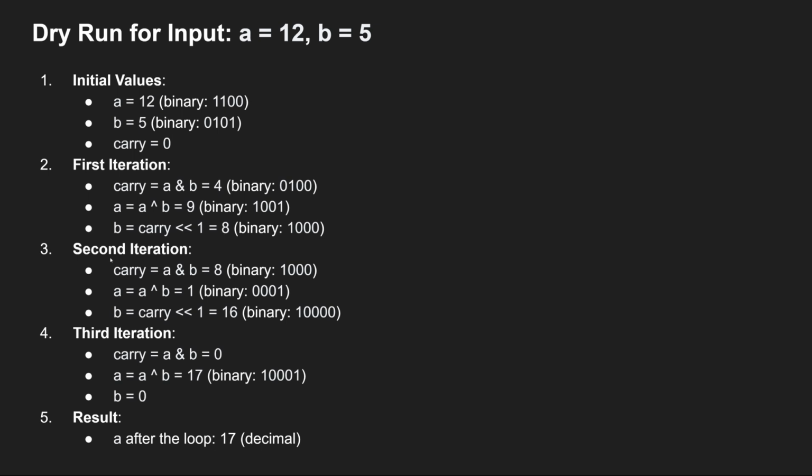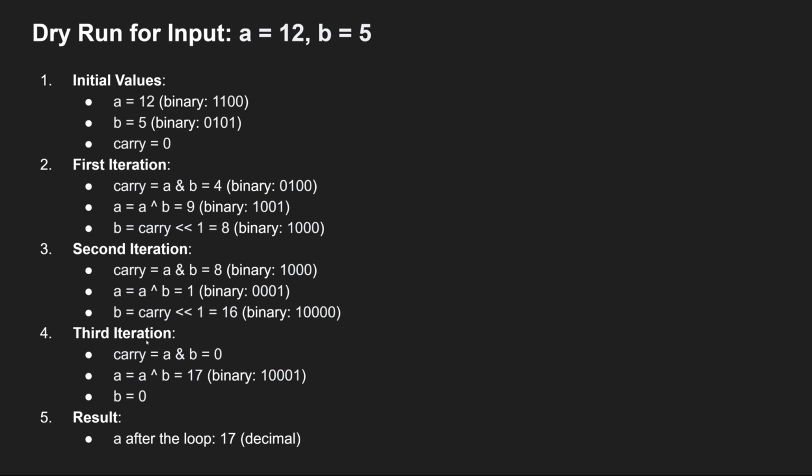Now in the second iteration, again carry is the bitwise AND operation between 9 and 8, and this would result as 1000, and A is equal to A XOR B. So that would perform the XOR between these two. So this is 0, 0, 0 and last is 1. And then B is equal to carry left rotation by 1. So that would be equal to 1 0 0 0 0, so that is 16.